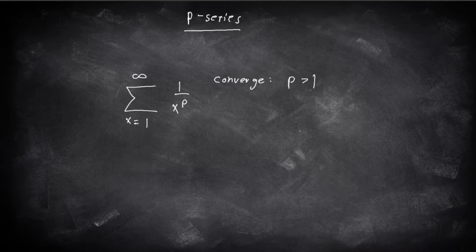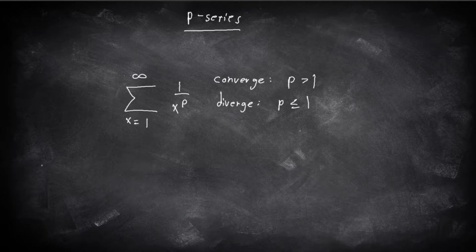So this would just be the series or the sum, so we use the summation notation from 1 to infinity of 1 divided by x to the power p. So these series converge when p is greater than 1, or conversely, they diverge when p is less than or equal to 1.